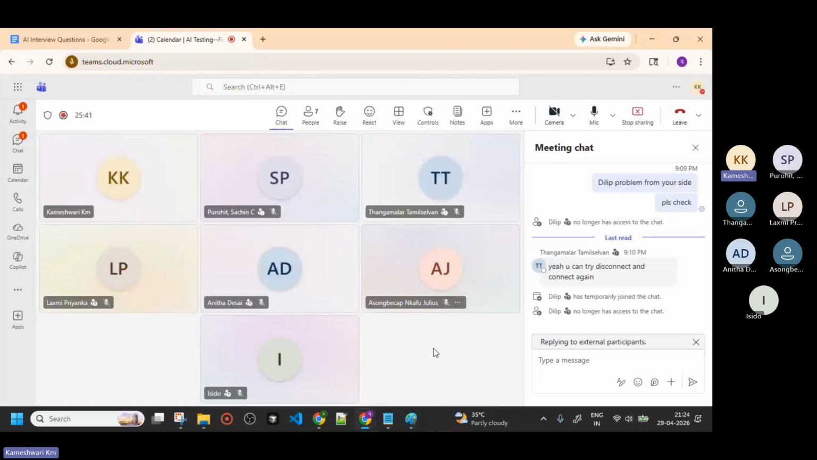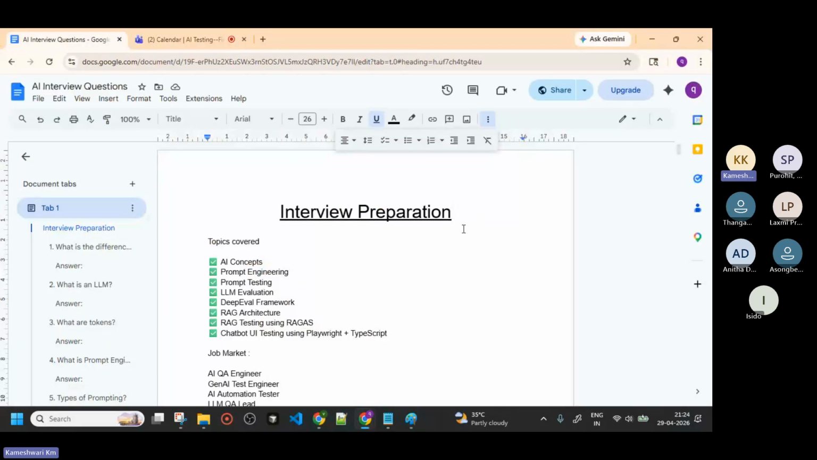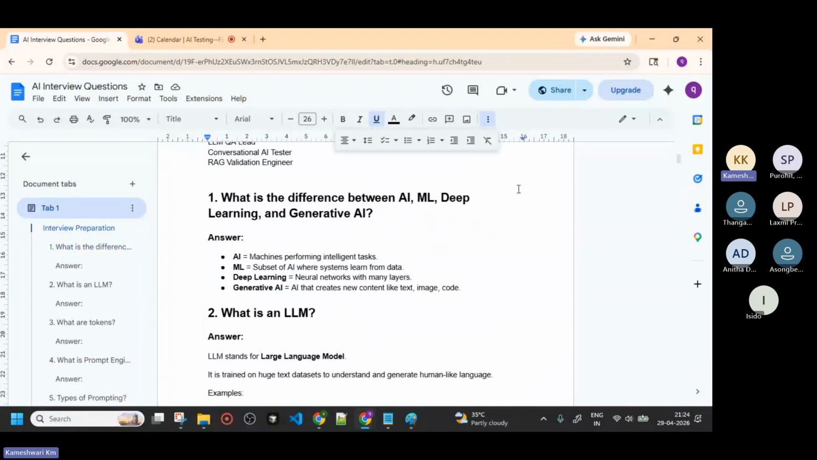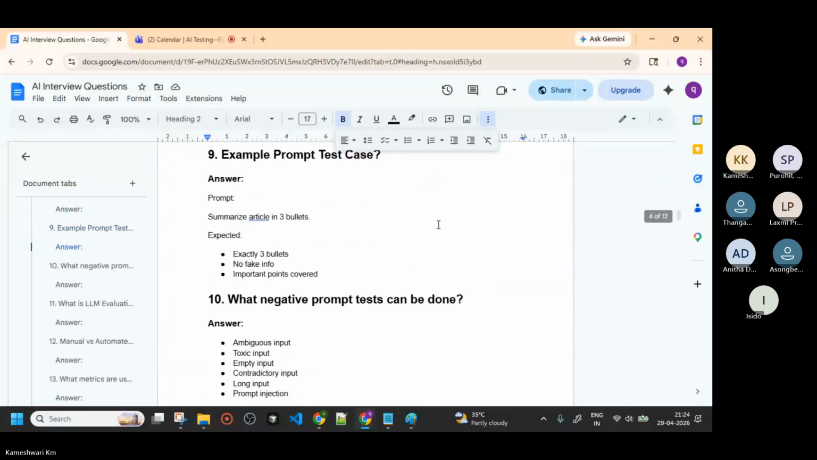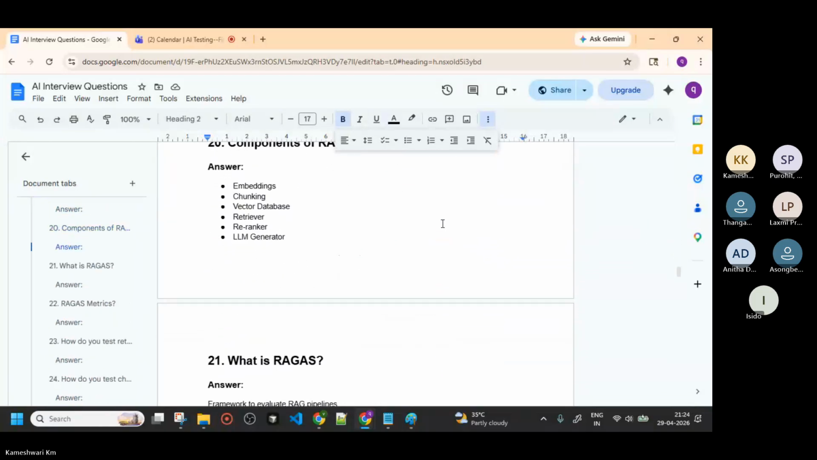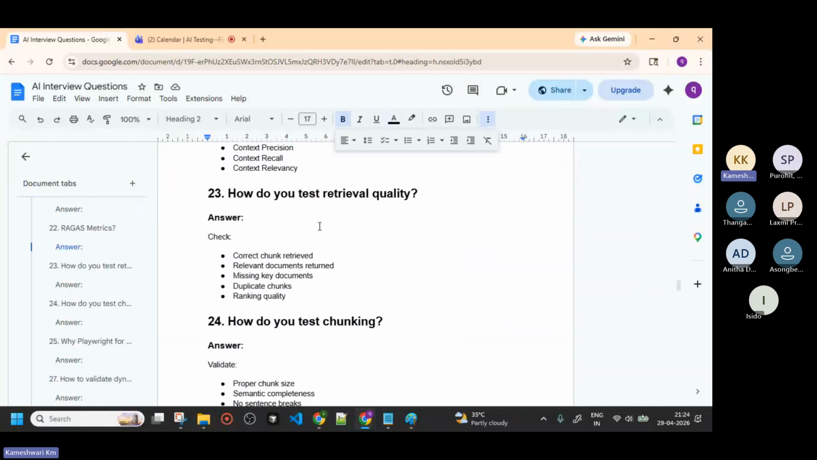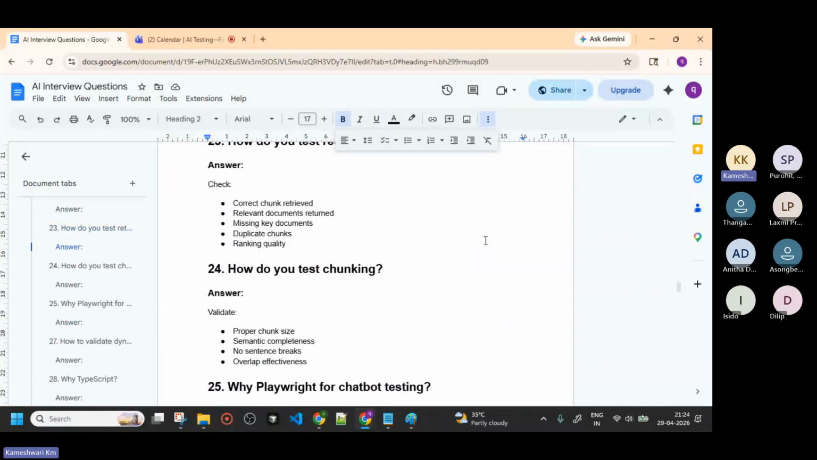Okay, just moving to another topic: the interview questions. These are the interview questions I have prepared for you. If I read out a discussion, it will take time. Yesterday we discussed up to the Ragas metric. How do you test retrieval quality? How do you test chunking?